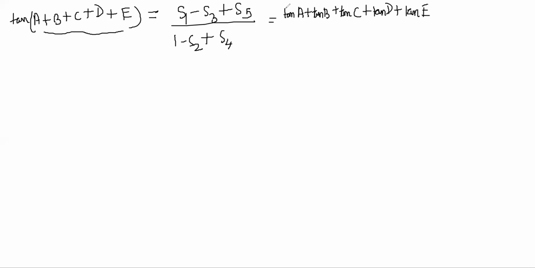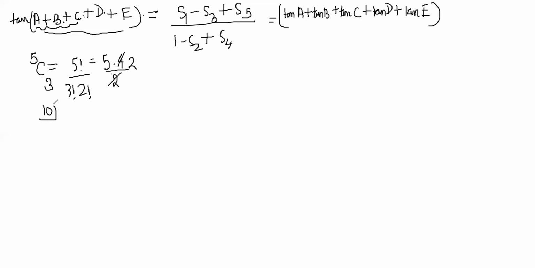Taken one at a time, right? If you have to get S3, you have to take 3 at a time. So 5 angles are there, and if you take 3 at a time, the number of terms will be 5C3. You can choose ABC, ABD, ABE, then BCD, BCE, and so on. 5C3 is 5 factorial by 3 factorial and 2 factorial. This becomes 5 into 4 by 2, so 10 terms should come.